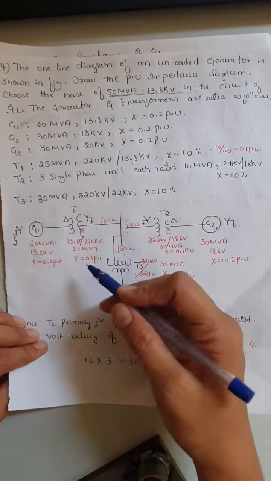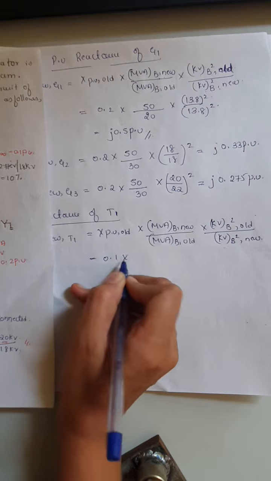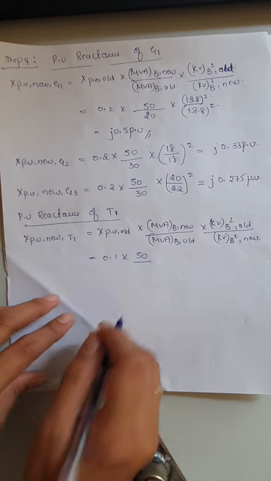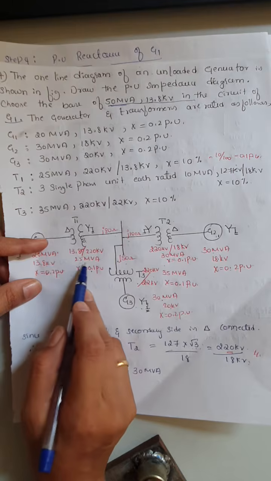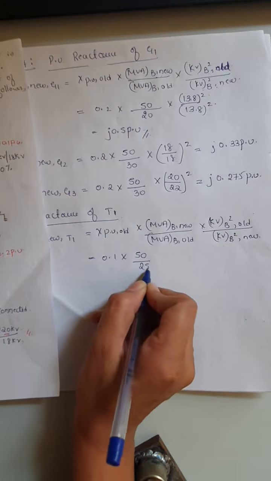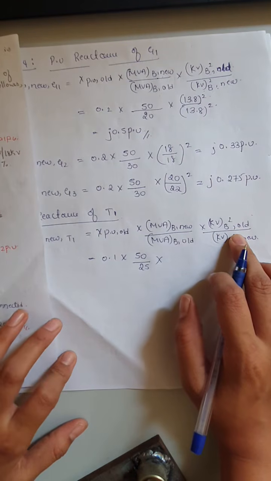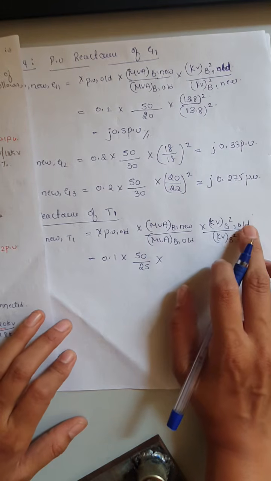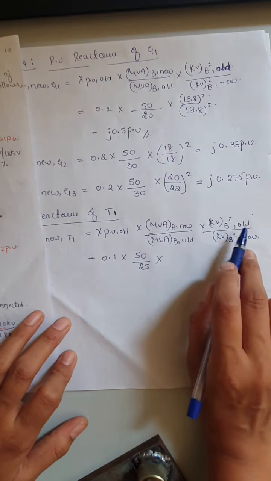Now seeing the first transformer data, the per unit reactance old value given for transformer T1 is 0.1, multiplied by MVA base new, that is the step 1 value, again 50, divided by MVA base old for transformer T1, 25 MVA, multiplied by the base voltage. Since you know that the transformer has two voltages, one on the primary side and one on the secondary side, you need to cross check for the primary as well as the secondary. Make sure you are getting the same answer on either side.